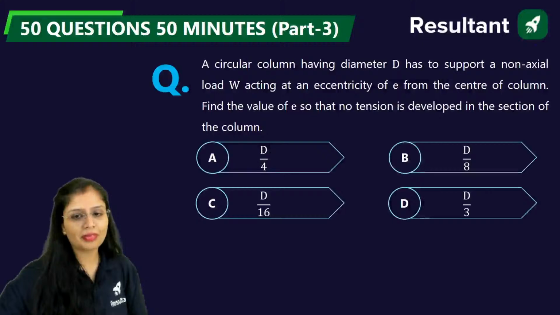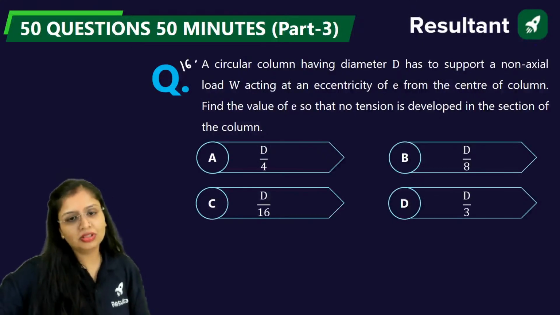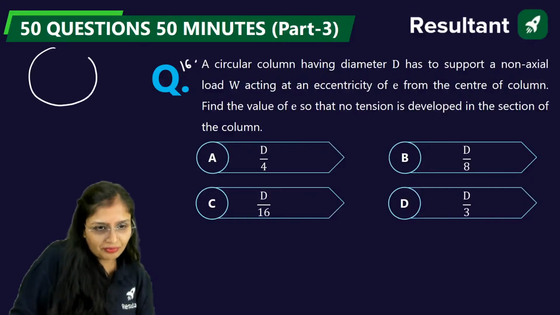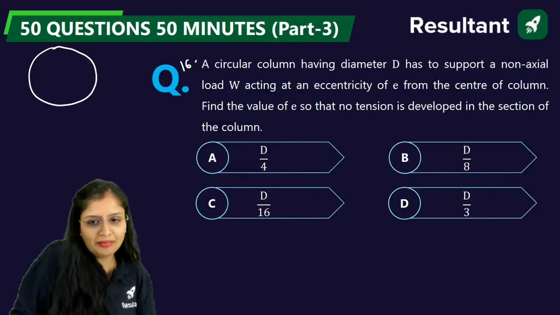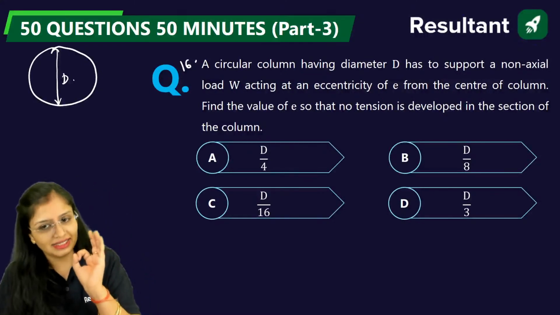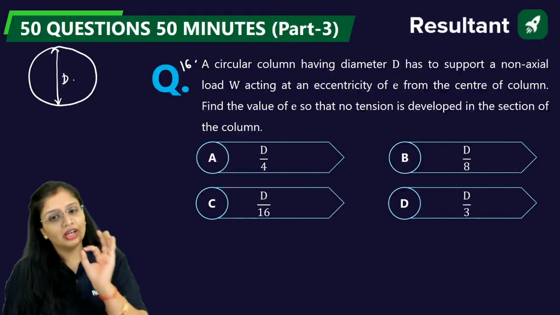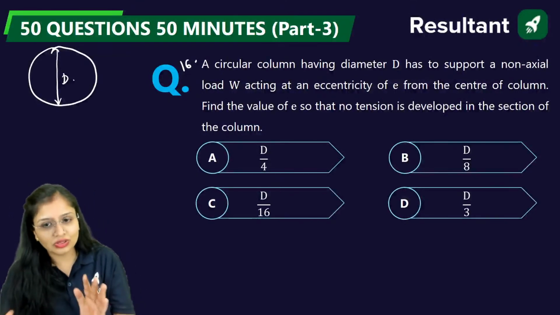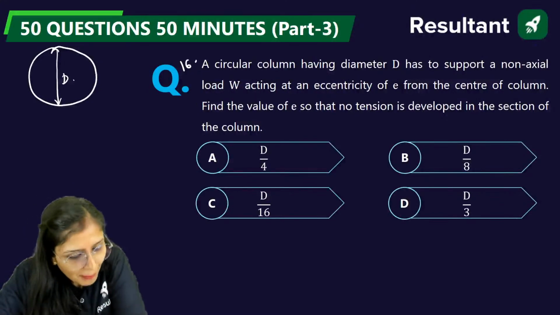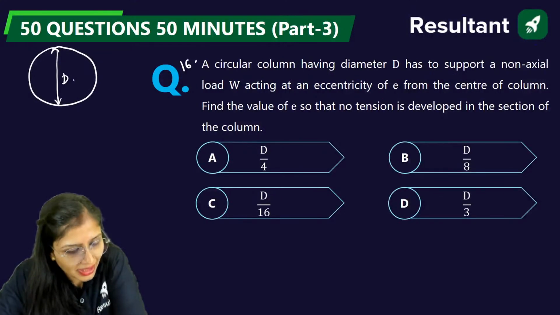Okay. Now, question number 16. A circular column is there. It has a diameter d and it has to support a non-axial load W. It is acting at an eccentricity e from the center of the column. Now it is asking you the value of e so that no tension is developed. This is a pattern question. By heart you should know the value.